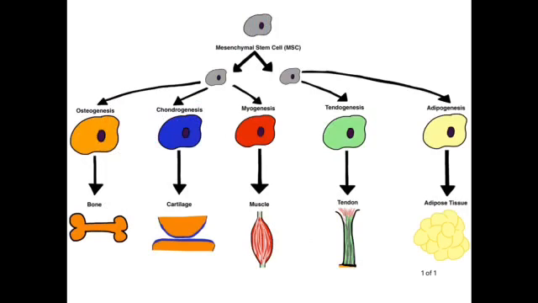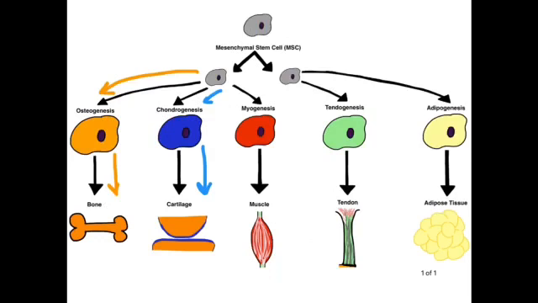An example of a differentiation tree of an adult stem cell is shown here, where an MSC undergoes symmetric cell division and then differentiates into progenitor cells. Through osteogenesis, the MSC becomes an osteocyte, which then differentiates into bone tissue. Through chondrogenesis, the MSC becomes a chondrocyte, which then differentiates into cartilage tissue.